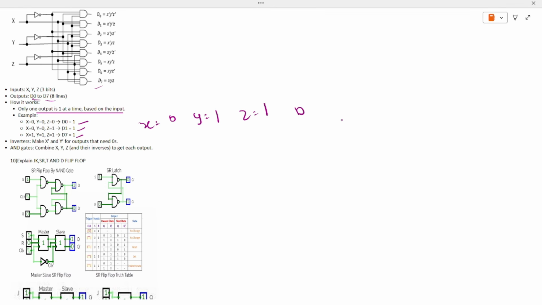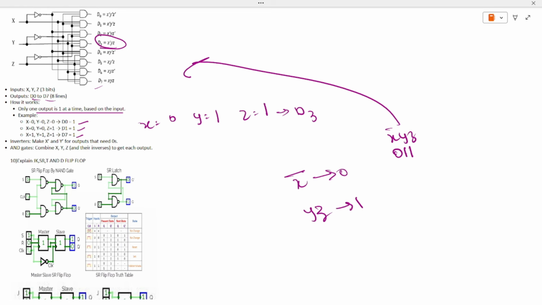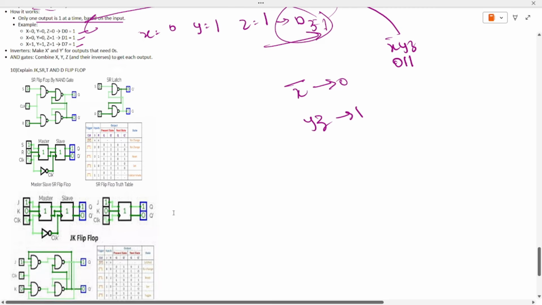x dash y z it should be. That means it will be D3, as you can see here. I hope you know this concept. If it is dash, it means it is 0. If it is y z, it means it is 1. That means 0 1 1 should be there. That means x bar y z should be there. That is how you observe this table. You will get it in this, that will be equal to 1. The same way you can write it here.